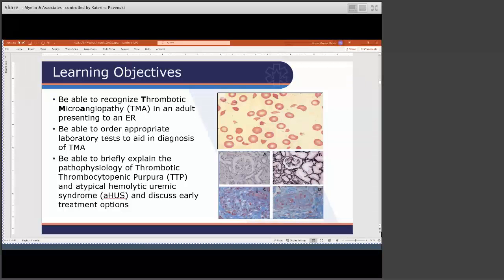I am an adult hematologist, and pretty much everything I'll be talking to you about will be relating to treating adult patients. I will also hopefully, with the use of the order set, guide you towards ordering tests that can help you in diagnosing of the TMA.